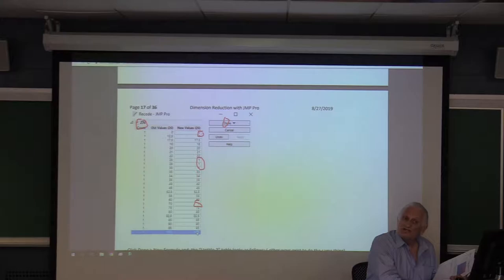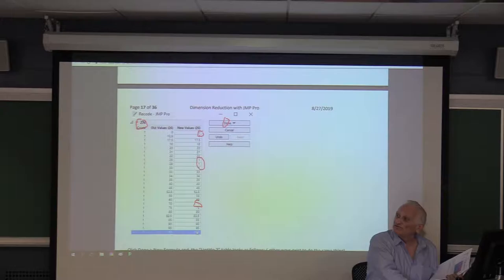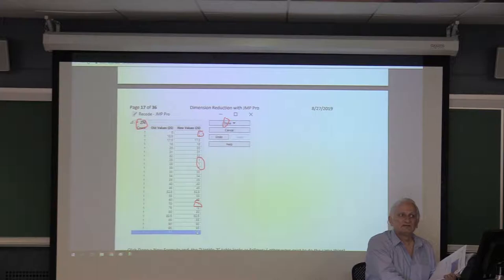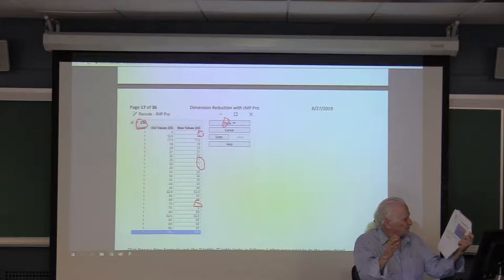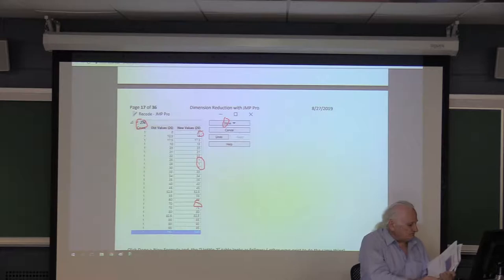We are reducing dimension. You follow me? You understand what I'm saying? Who does not understand what I'm saying? So, you see these zones, 12.5, 25, 28. I already put the 1 there. I want to merge 5 zones into 1. Okay? So make those changes.